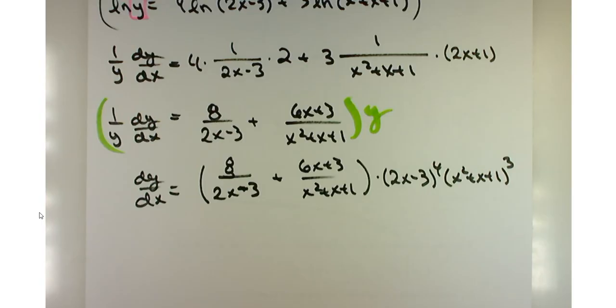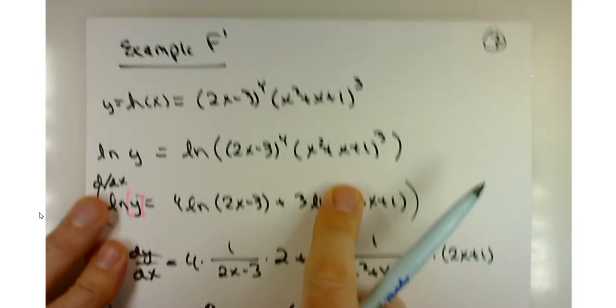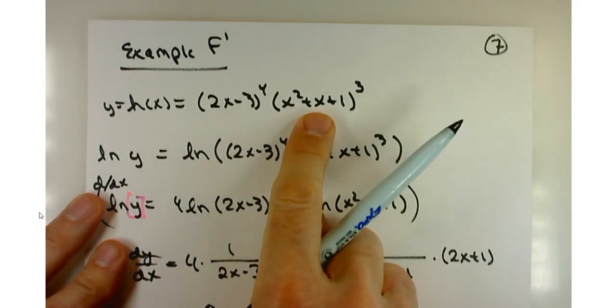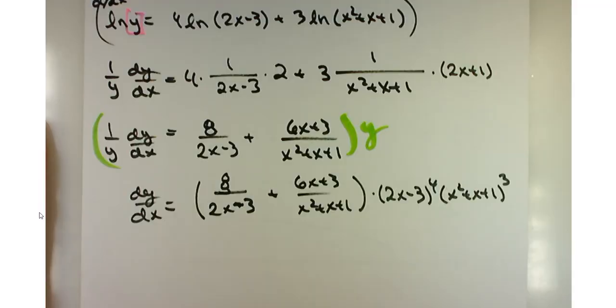Now, I guess what we're assuming is that we're taking the log of a positive quantity and, given the values of x, maybe that's true, maybe it's not, but it works out. It does work out. Okay, let's try example G.